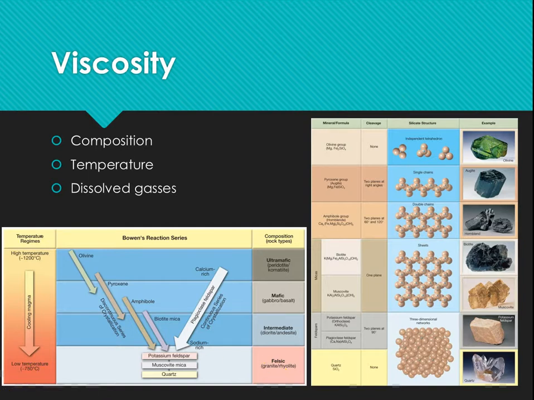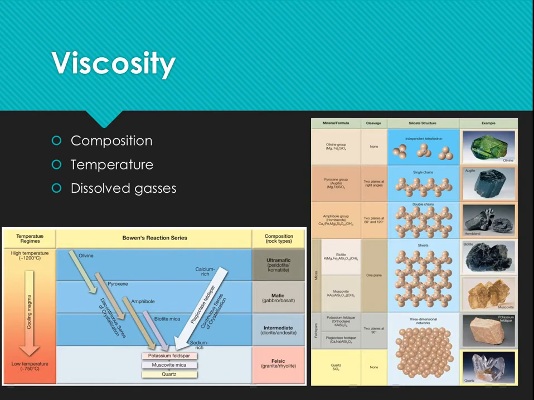The second thing that's going to affect your viscosity is going to be temperature. So as things cool off, they tend to get more viscous, which makes sense, right? If you think about it, a milkshake is really cold and it's really thick, versus like a glass of milk, which is not nearly as cold and it's not nearly as thick. Right? So the colder it is, the more viscous it tends to be. And finally, dissolved gases. If you have a lot of water or carbon dioxide dissolved in your magma, that actually tends to make it a little runnier.